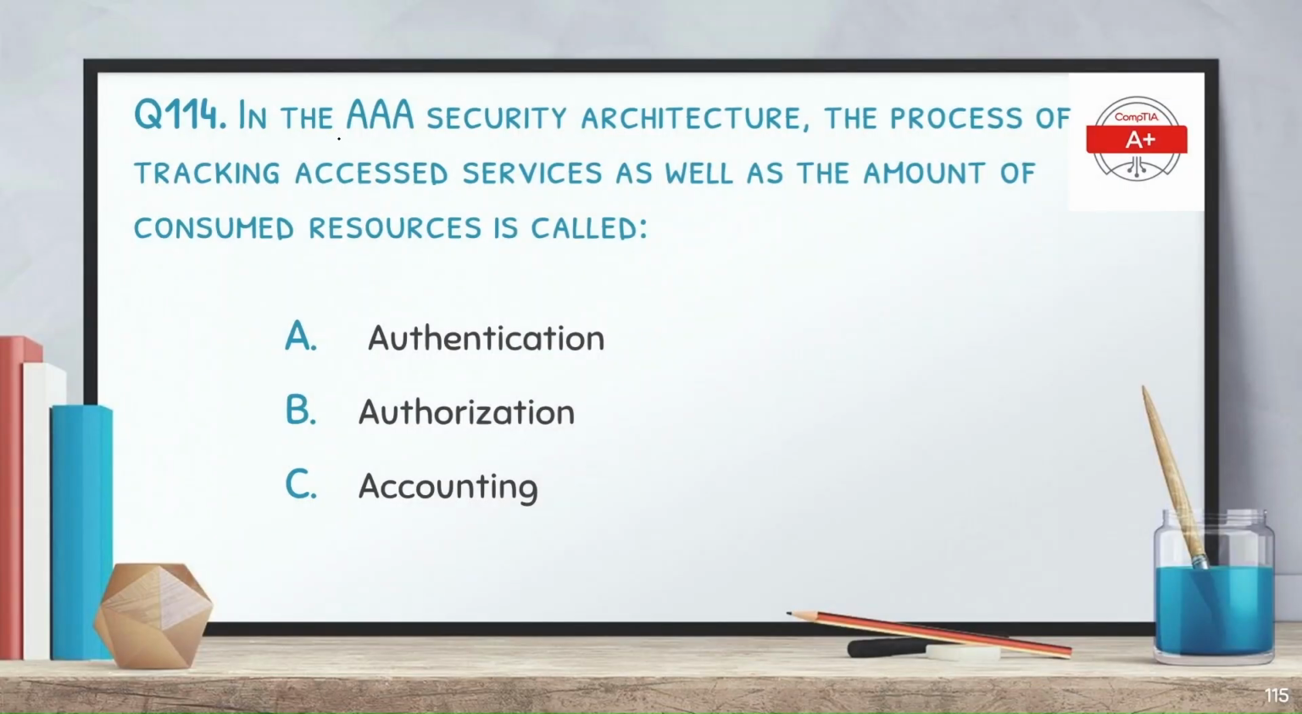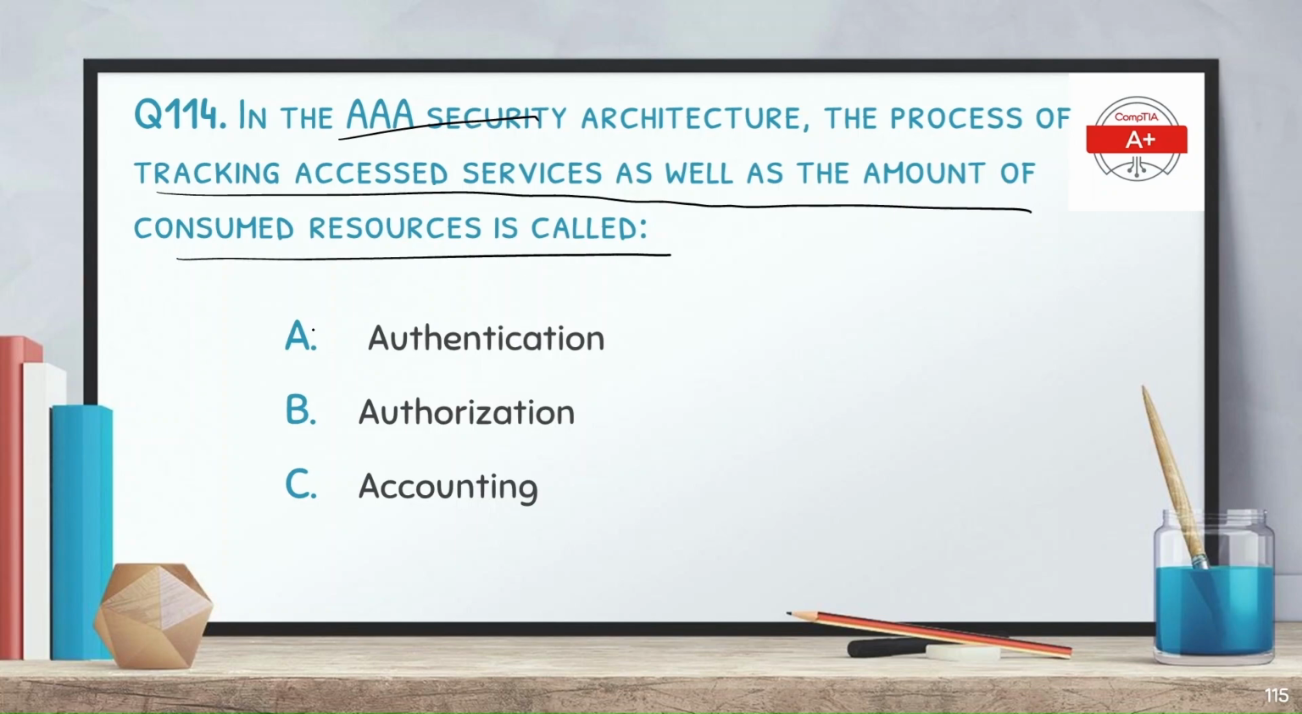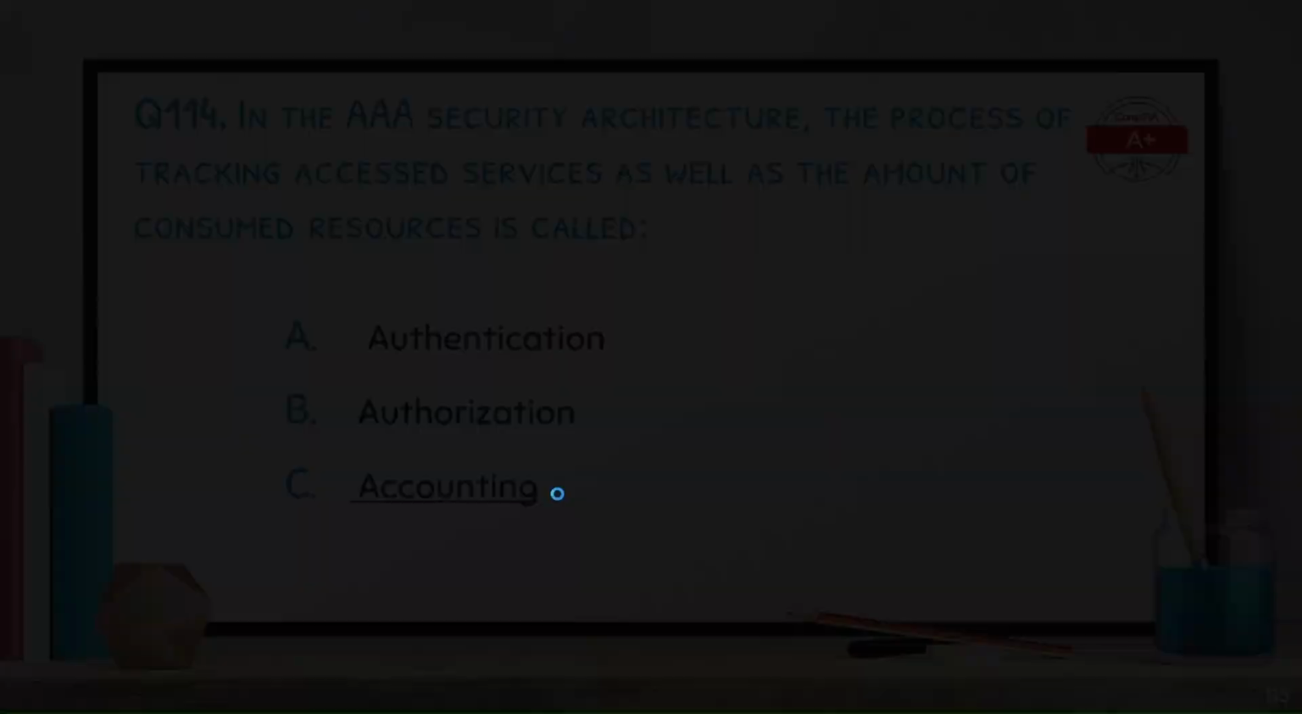Question number 114 is that in AAA security architecture, the process of tracking access services as well as the amount of consumed resources is called. And the options are A, authentication, B, authorization, and C, accounting. And the correct option is accounting. So accounting deals with the accountability. So these are all listed in order. First you authenticate, then you are authorized to use certain resources, and then these resources are tracked. Resource usage is tracked through the accounting or accountability.